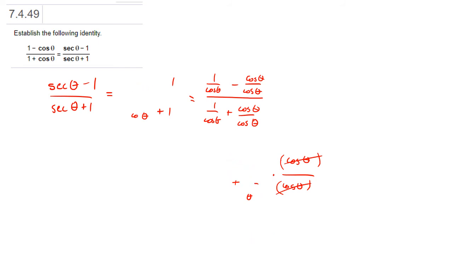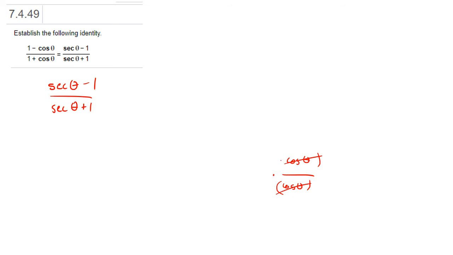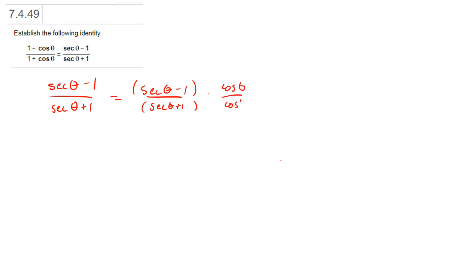So I'm going to come all the way back to the end here, to the beginning, I'm sorry, and say, you know what? The only work I really did here was multiplying by cosine theta over cosine theta. So let's come back to the beginning and multiply by cos theta over cos theta. I'm multiplying by 1. This doesn't change the value. So now I get cosine theta secant theta minus cosine theta over cosine theta secant theta plus cosine theta.